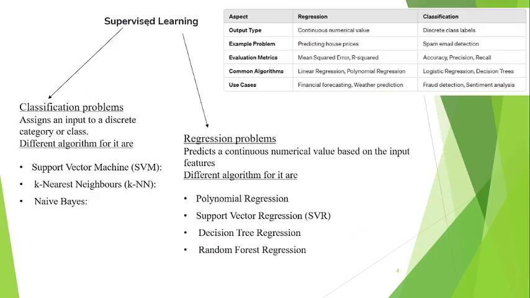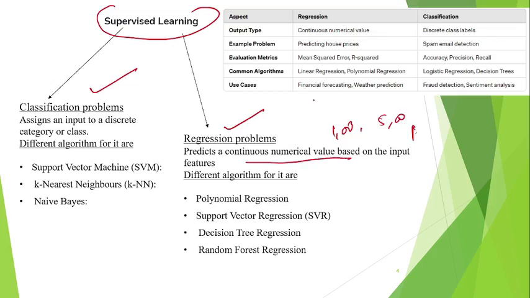Supervised learning is divided into two parts. What are they? Classification problem and regression problem, correct? A regression problem predicts a continuous numerical value. What is that? 1 lakh, 5 lakh, or a percentage of other things, correct? What is a continuous numerical value? Predict house price. What will be the house price?